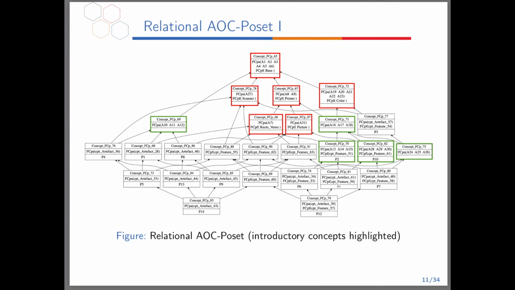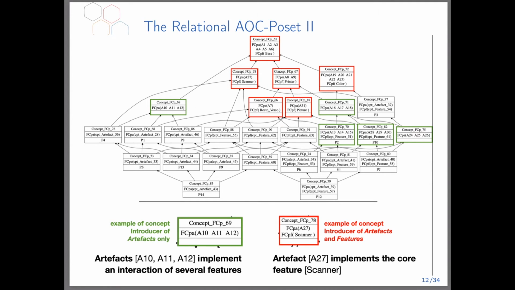So as we see, inside the relational AOC-poset, our interest is driven towards the concepts that introduce attributes, which are highlighted here in red and green. All the other concepts, while not being empty, only refer to concepts inside the previous AOC-posets that are not introducing either a feature or an artifact. We differentiate the concepts in green, which mention only artifacts, from the concepts in red that mention artifacts and features.